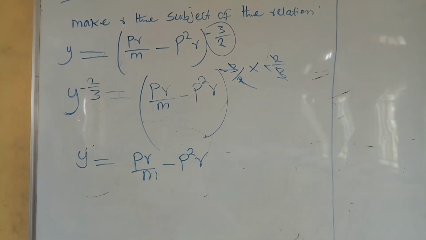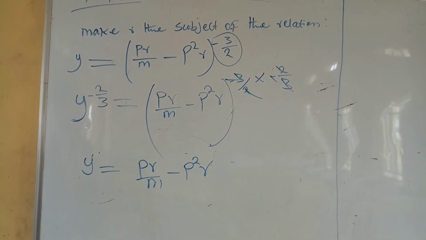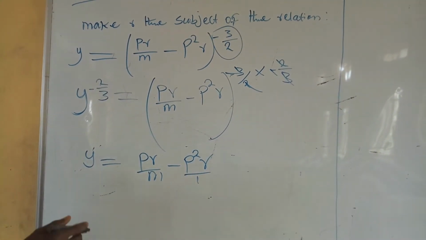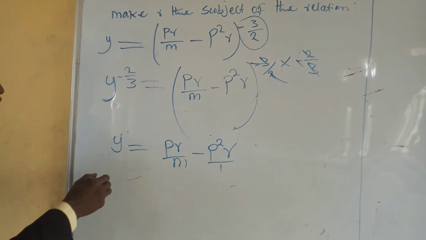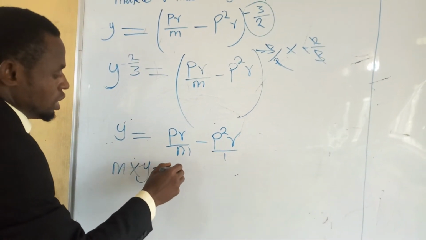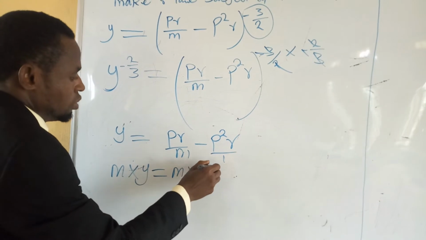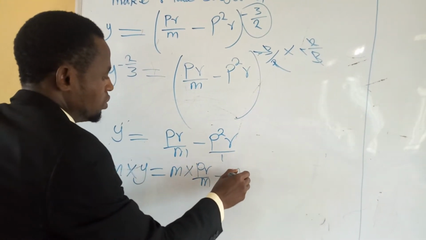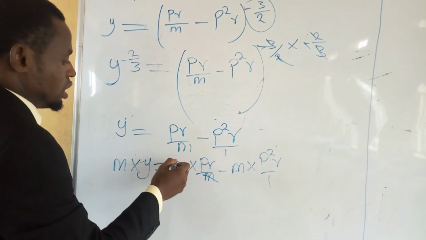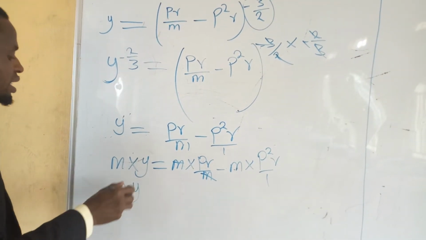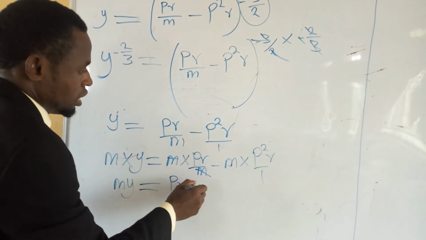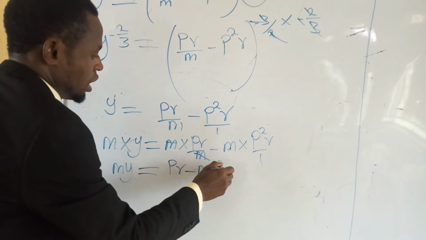So we are trying to make r the subject of the relation. Let's find the LCM of the denominator. The LCM of the denominator is m. We multiply all through by m. We have m times y is equal to m times pr all over m, minus m times p squared r all over m. This will cancel this, so this becomes my equals pr minus mp squared r.